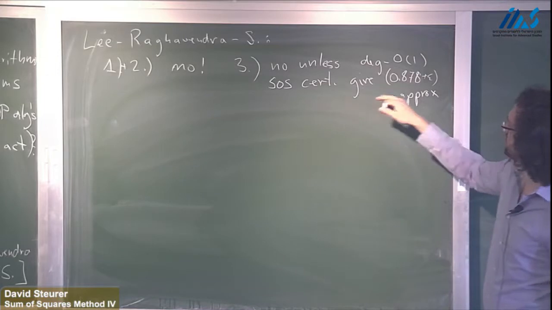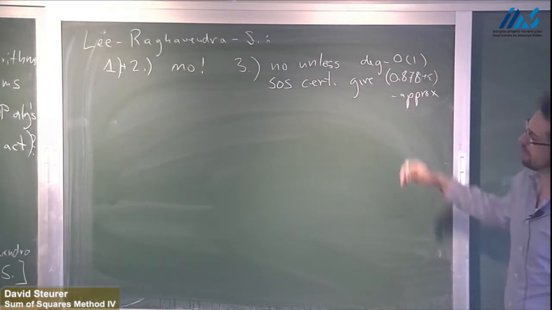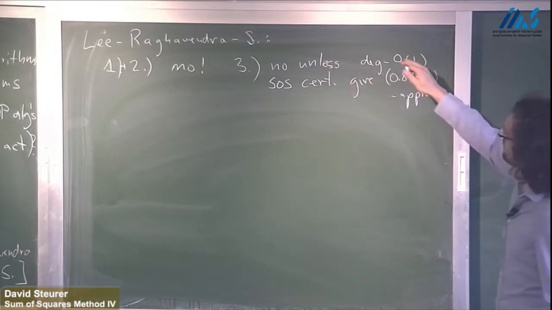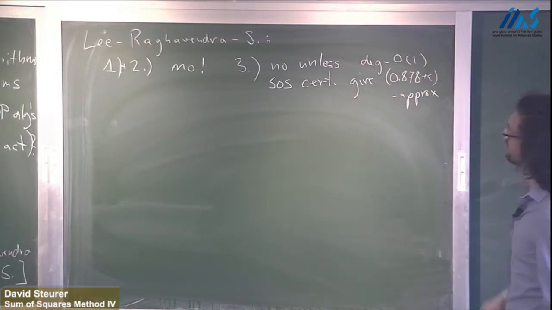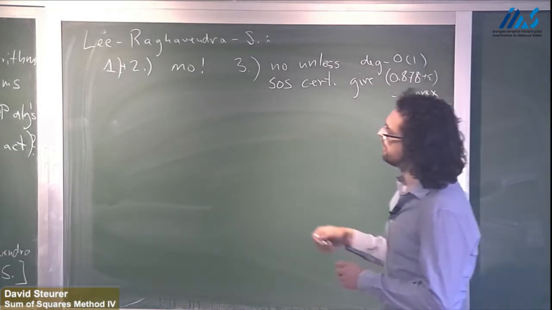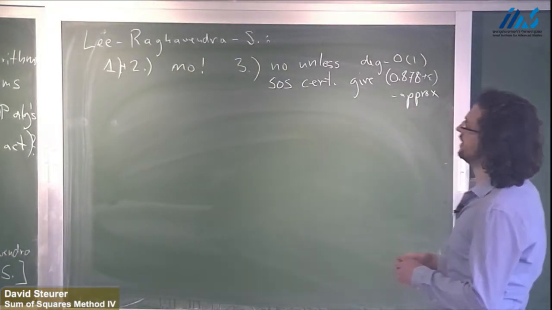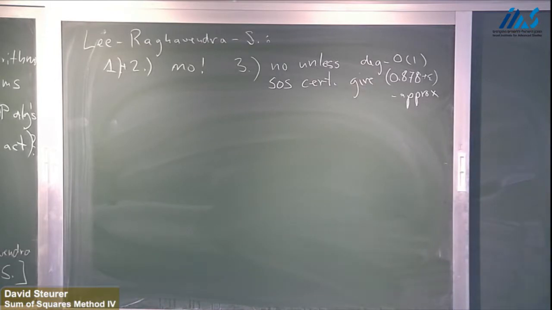optimal SDP algorithms for max cut, and it doesn't just apply to max cut, but it applies to any constraint satisfaction problem. What this work shows is that constant degree sum of squares certificates give best possible approximation ratios for every constraint satisfaction problem among all polynomial time SDP algorithms.